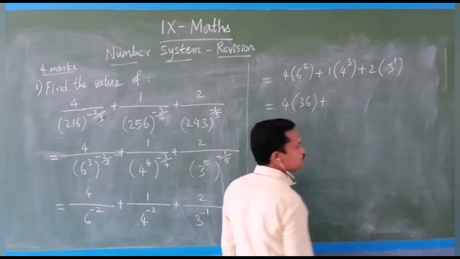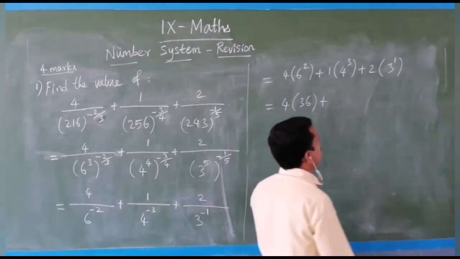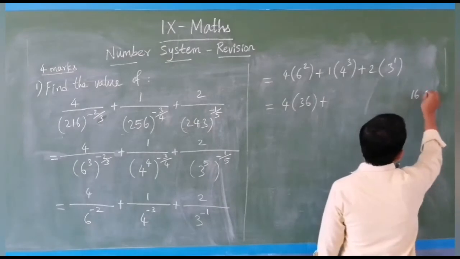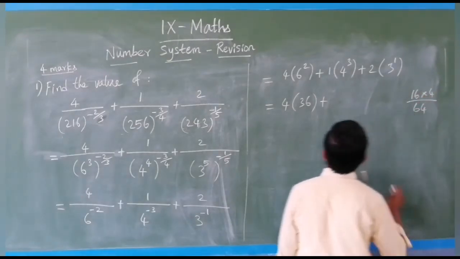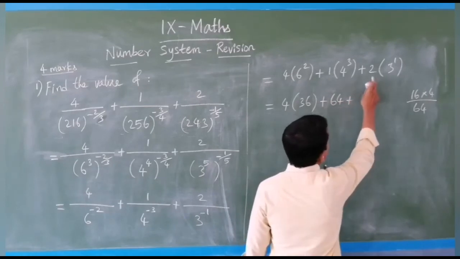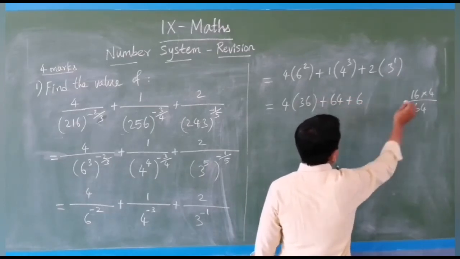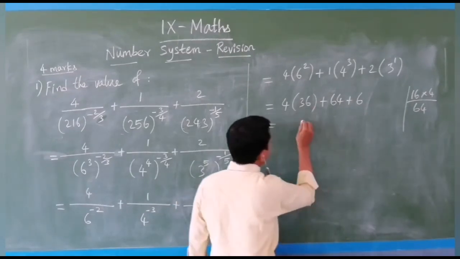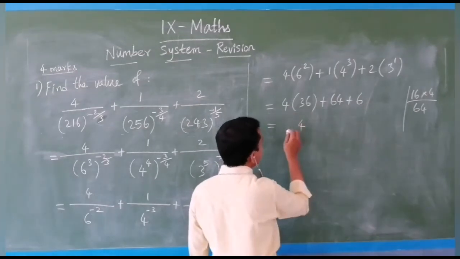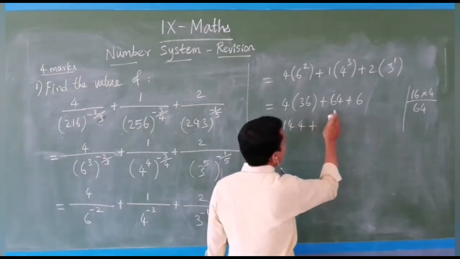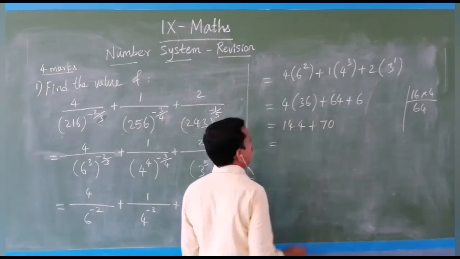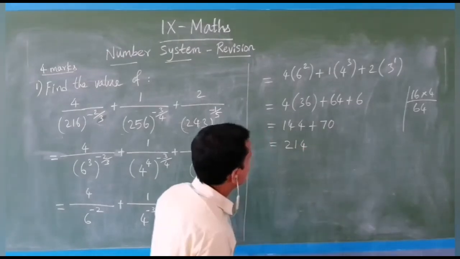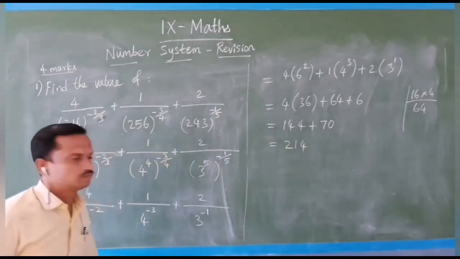So 4 cube means 4 into 4 into 4. 4 into 4 is 16, and then into 4 you get 64. So 4 cube is 64, plus 2 into 3 power 1 is 3, so 2 into 3 is 6, and now 4 into 36. So what do you get? 4 times 6 is 24, carry 2; 4 times 3 is 12, plus 2 is 14, so you get 144. Adding these you get 70, and while adding these you get 214, right? 214. So this is the final answer.